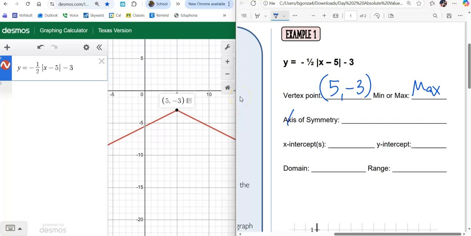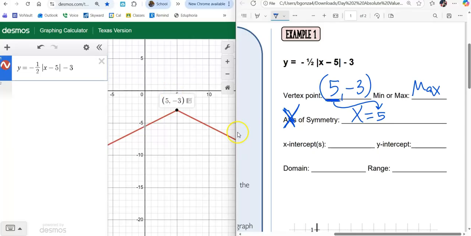The axis of symmetry. Does everyone see there's an x in axis? So you're going to write x equals the axis of symmetry. And what is the x value from that vertex? Right here, x equals 5 is going to be the vertical line going through the vertex. It's the axis of symmetry.